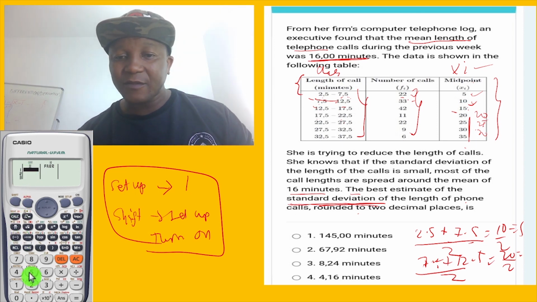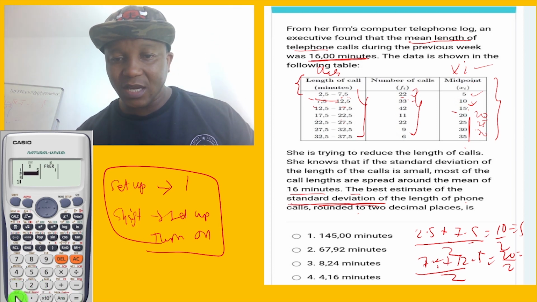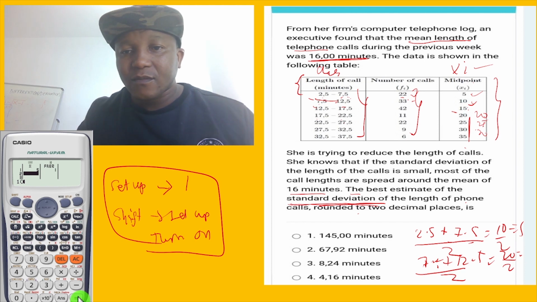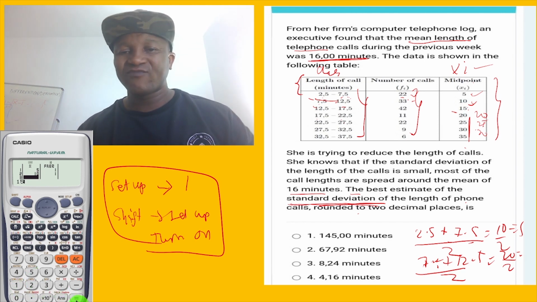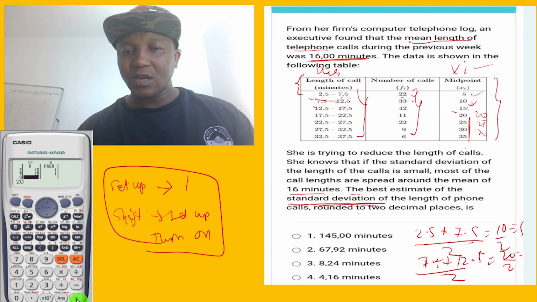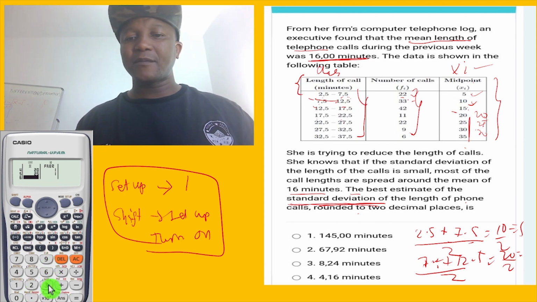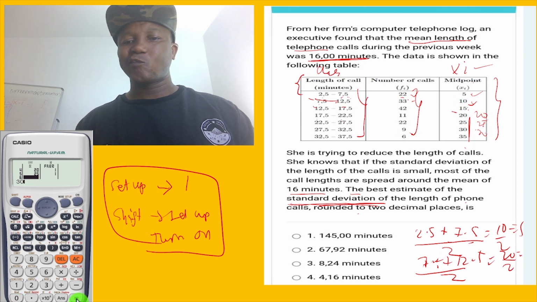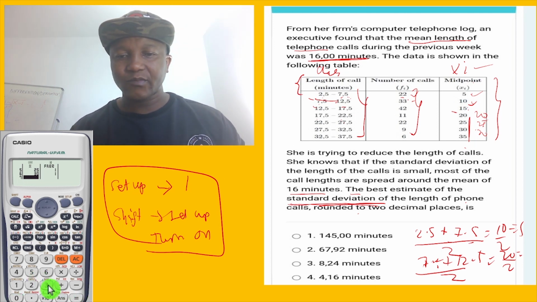So what is the midpoint? It's 5. You plug in 5, and then equals. And then we go to 10. You plug in 10, and equals. And after 10, you go to 15. You plug in 15, and equals. And then you plug in 20, equals, and then 25, equals, and then 30, equals. The last one is 35.